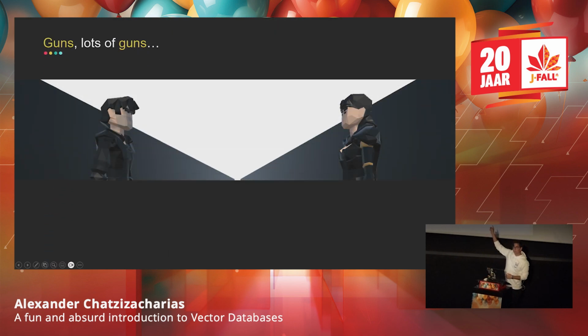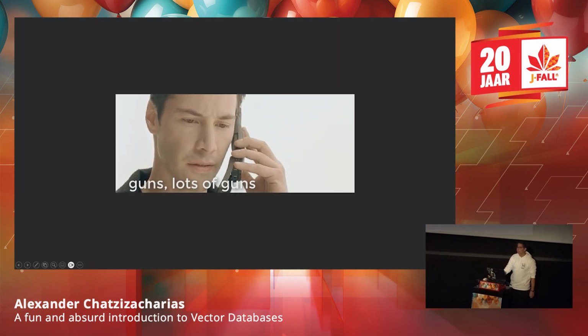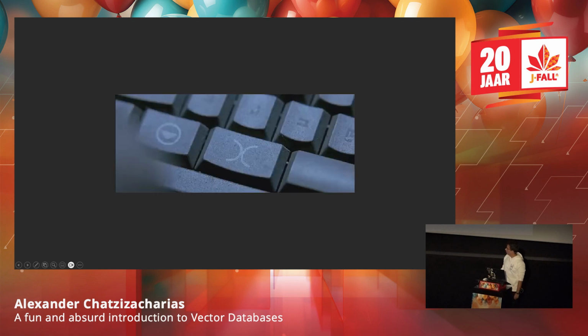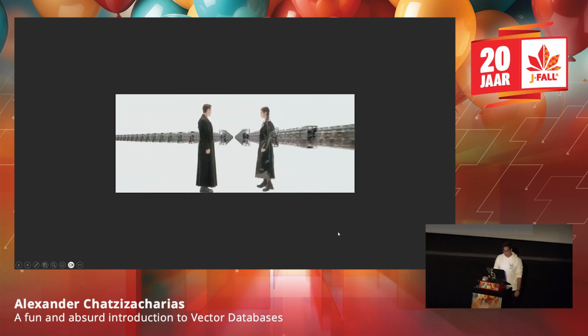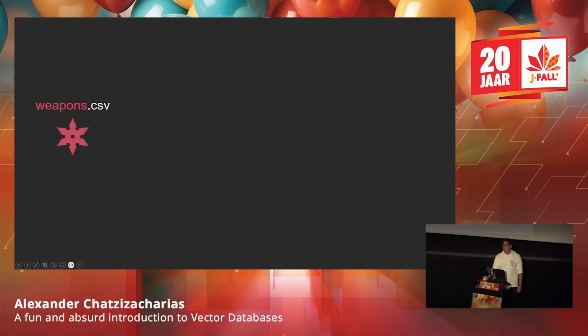Who knows what this is? I'm so proud that people actually realize what this is. Yes, this is the Matrix. There's a scene in the Matrix where Neo is asking for a lot of guns. But there's a flaw in this scene. And the flaw is that he has no way to search for the guns, so we're going to help him.